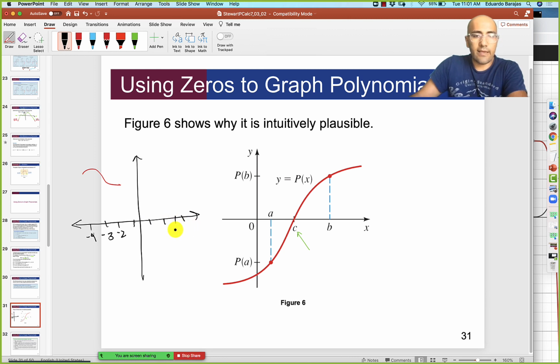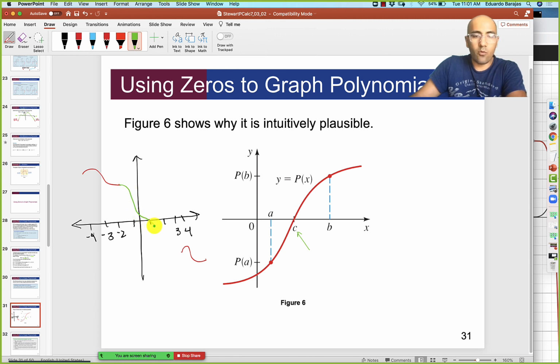Let's say starting at positive 3, positive 4. Over here, I know that I'm getting negative answers. Right? The outputs are negative over here. The outputs are positive over there. They're positive signs. What I can conclude is that this thing must have crossed the x-axis at least once.